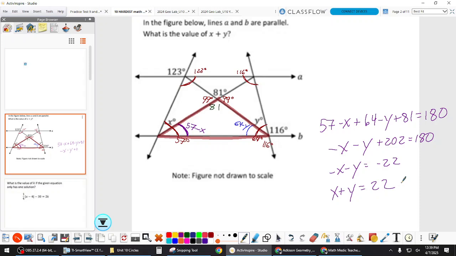And again, it bugs me. This is why these tests can be hard for people. Because I want to know what x and y are. But we weren't actually asked for that.